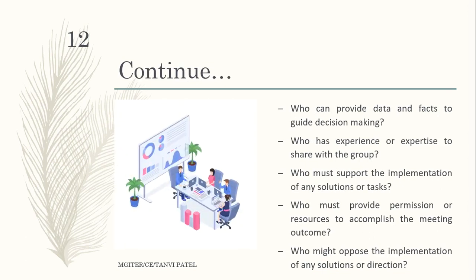Next, who can provide data and facts to guide decision making? Who has experience or expertise to share with the group? Who must support the implementation of any solution or task? Who must provide permission or resources to accomplish the meeting outcome? Who might oppose the implementation of any solution or directions? These are some points to consider when choosing the participants who will take part in the meeting.